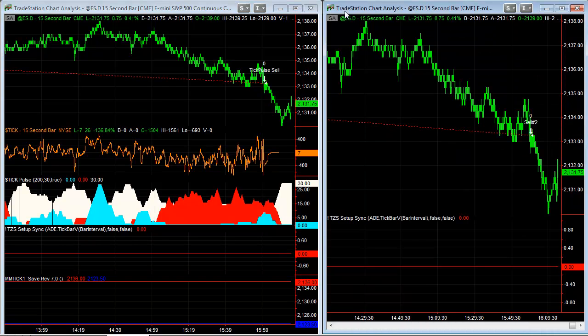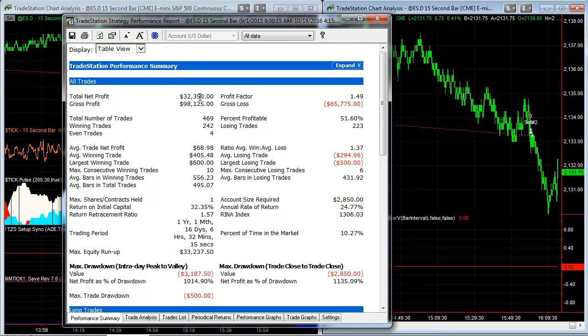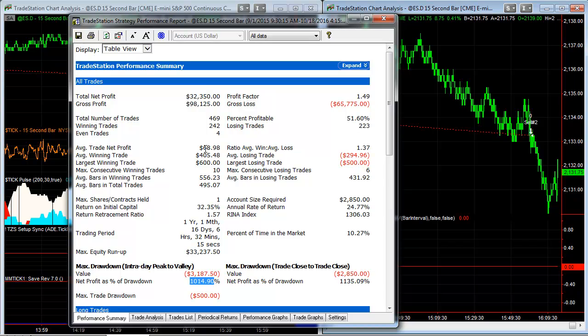So I click on this window, and then the performance summary will update. So you get 32,350. The average trade profit goes up by about $4. The net profit as a percentage of drawdown goes up a little bit, and so there's an incremental gain. There are less trades, approximately 50 less than the main strategy, because we're waiting to get in at a slightly better price on the algorithm. I'm going to show you how that works.